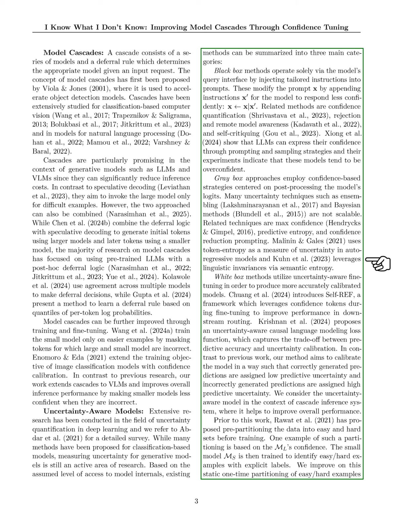Our method aims to ensure that correct predictions have low uncertainty and incorrect ones have high uncertainty. We consider this uncertainty-aware model within a cascade inference system to enhance overall performance. Previous work has suggested pre-partitioning data into easy and hard sets for training, but we improve this by dynamically assigning examples based on the current state of the smaller model during training. Our framework consists of a large, capable model and a smaller, efficient model. We assume the smaller model has fewer parameters than the larger one.